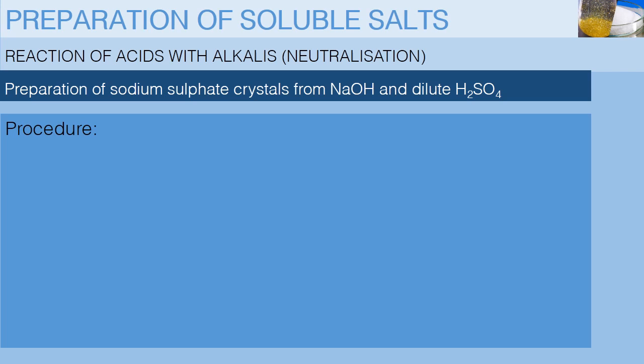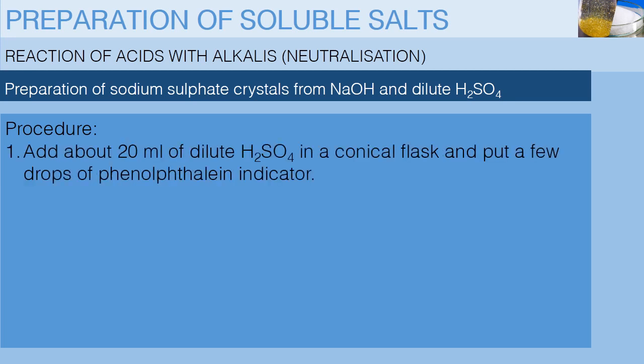Next, we can still prepare soluble salts using the reaction of acids with alkalis, which we call neutralization reactions. For example, the procedure of preparing sodium sulfate crystals from sodium hydroxide, which is an alkali, and dilute sulfuric acid, which is an acid. First, you add about 20 cubic centimeters or milliliters of dilute sulfuric acid in a conical flask and put a few drops of phenolphthalein indicator.